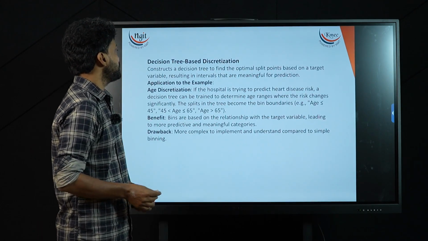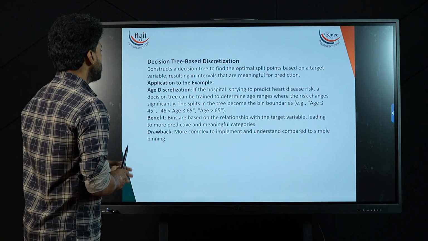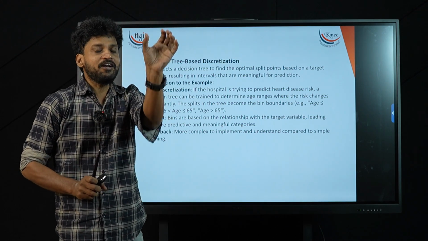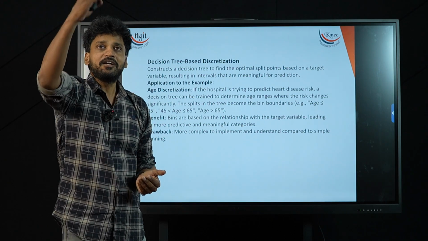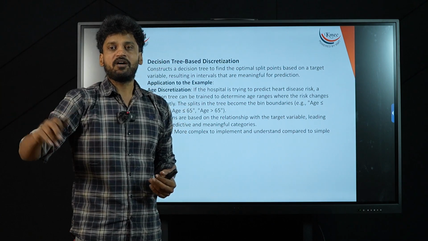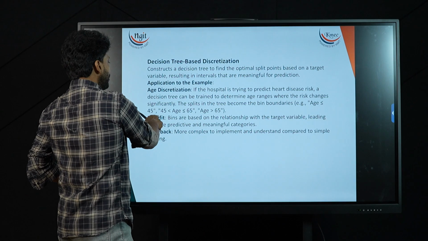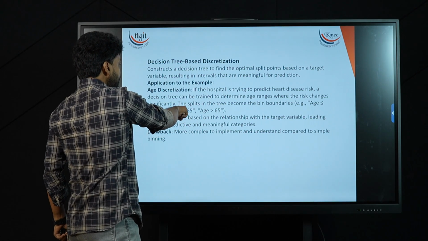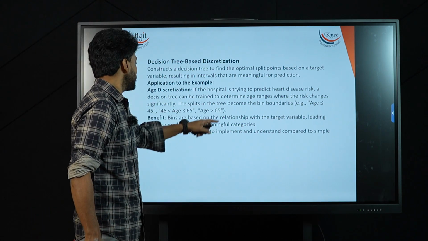Next thing is decision tree based discretization. What is decision tree based discretization? Simple example. Now the thing is, we are going to take a decision. According to the decision, bins will be created. According to this decision, a data point will be categorized into one of the bins. For an example, age is less than or equal to 45, age is greater than 45 and less than or equal to 65, and age is greater than 65.